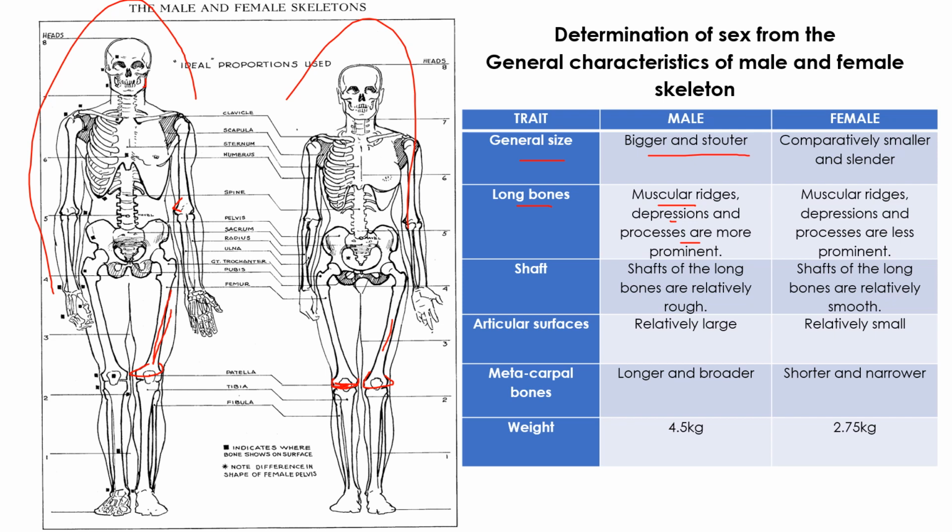Metacarpal bones are longer and broader. The metacarpal bones are for the fingers, and these are long and broader in males. Here we can see the clear image of this, and they are shorter and narrower in females. The complete weight of the bones in males is 4.5 kg and in females it is 2.75 kg. So these are the ideal differences between males and females.